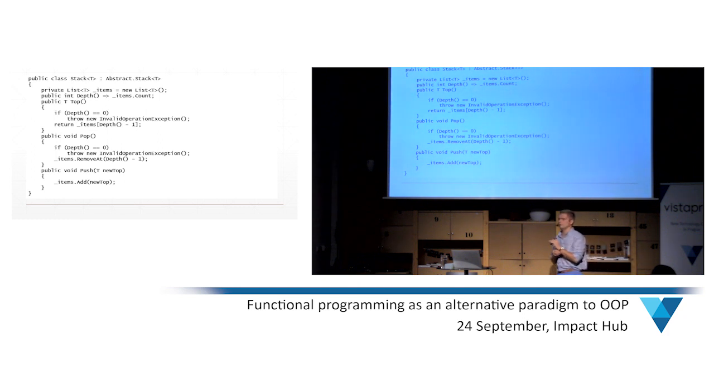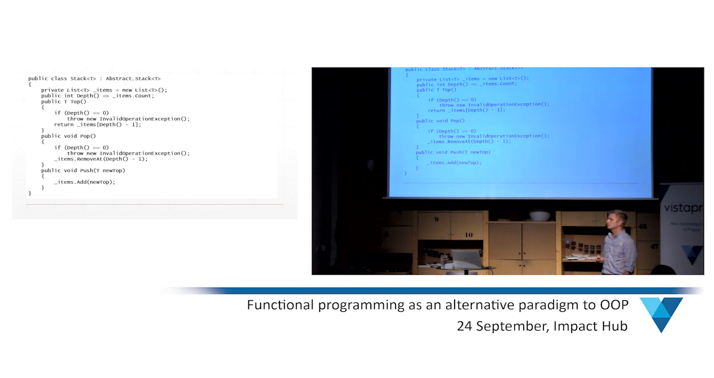We have some internal collection, the list, and then we have depth, which gives out the count. And then in two methods, we actually have an if check, and we throw some exception. That's obvious, but we need so many checks. The more conditions you have, the easier it is to make a bug, just by forgetting to check something.